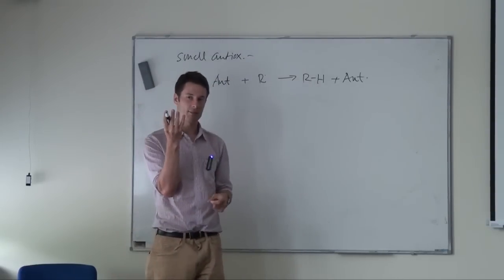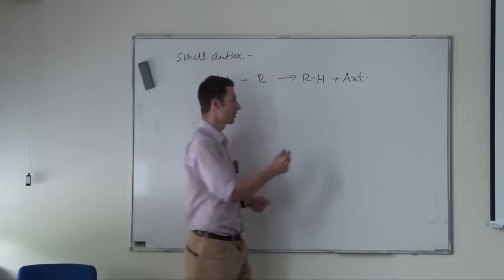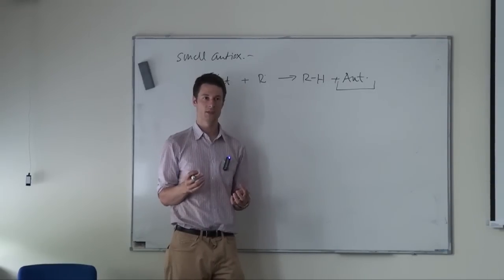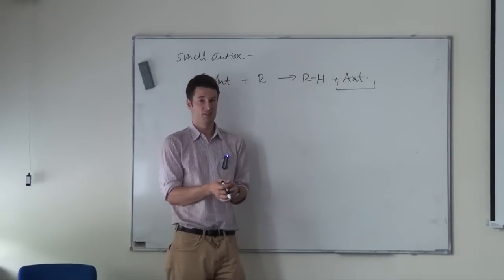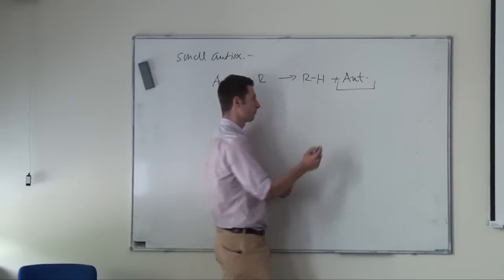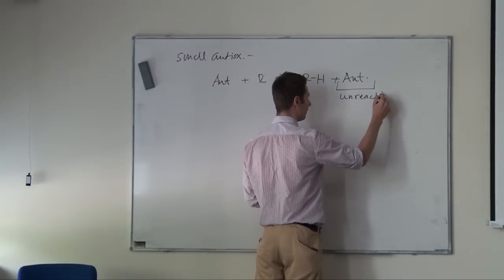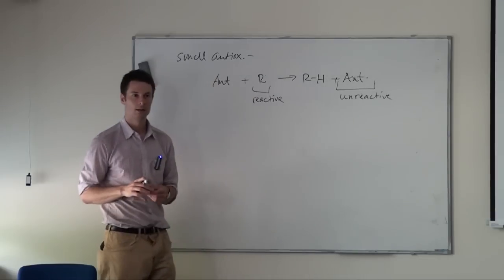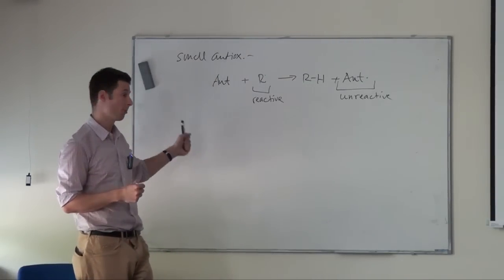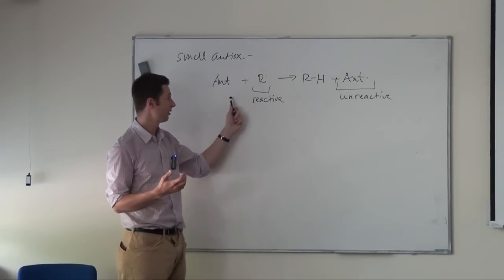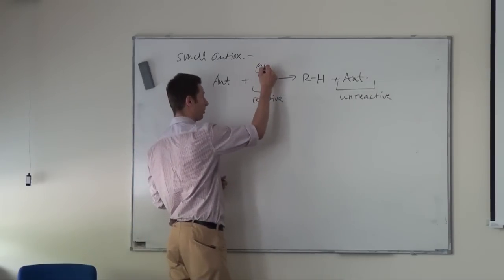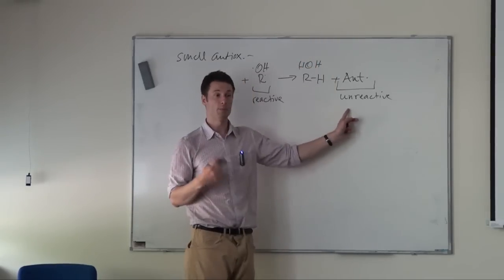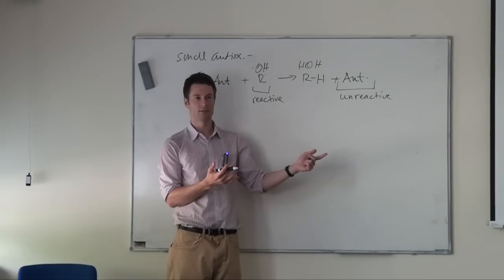The specific thing that makes an antioxidant is that this radical is unreactive. It doesn't want to react with anything. So the radical is pretty much stable. It just sits there and doesn't really do very much. Okay, so this is the principle through which basically most antioxidants work. They react with a very reactive radical, for example, hydroxyl radical. They make water and a very poorly reactive antioxidant radical.